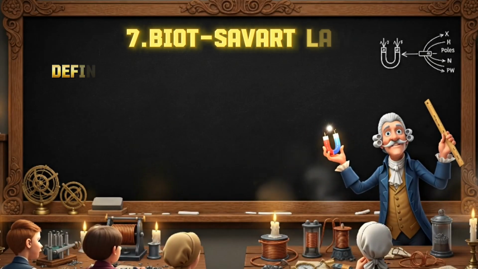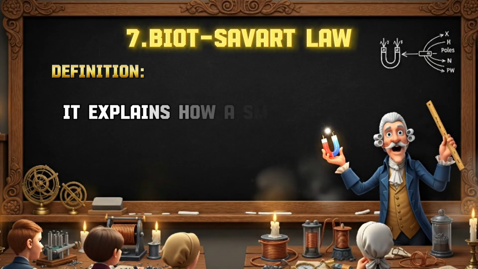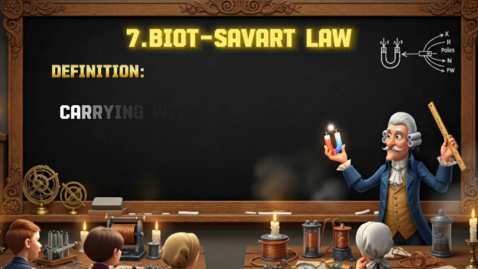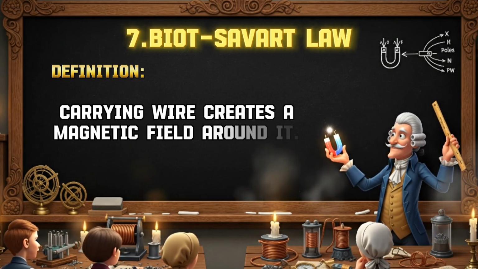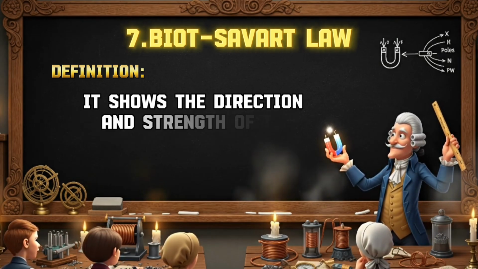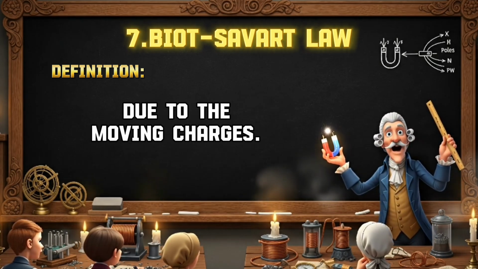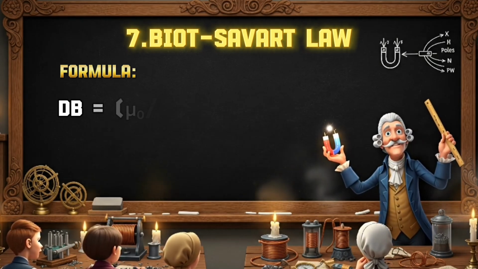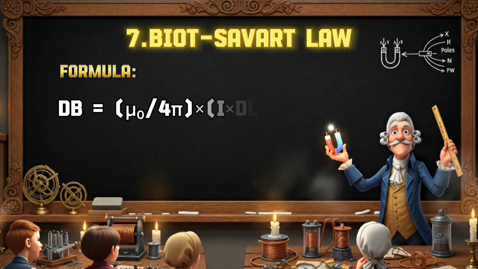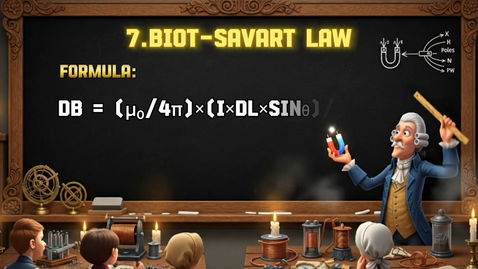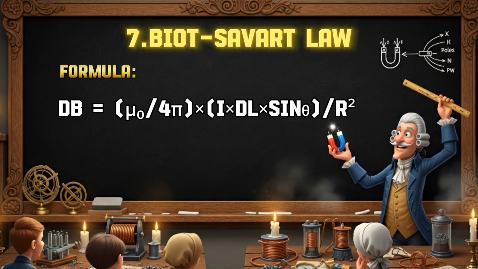Biot-Savart law. Definition. It explains how a small element of current-carrying wire creates a magnetic field around it. It shows the direction and strength of the magnetic field due to the moving charges. Formula. dB equals mu / 4 pi times I times dl times sin theta / r square.